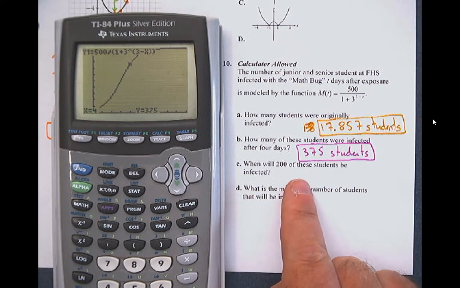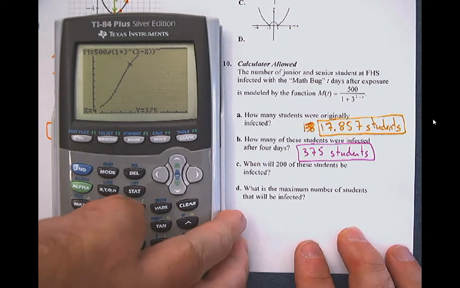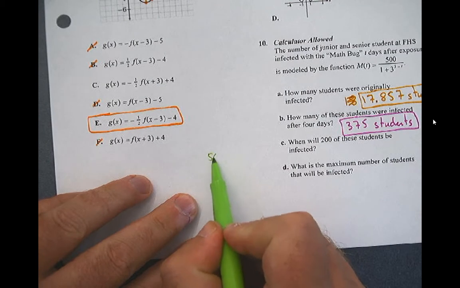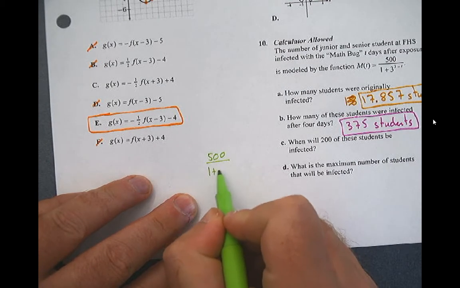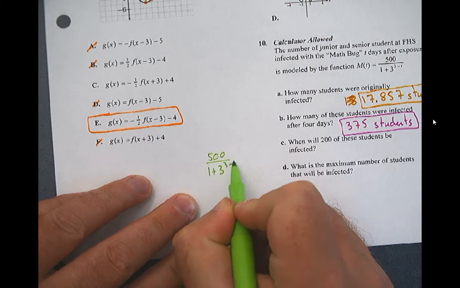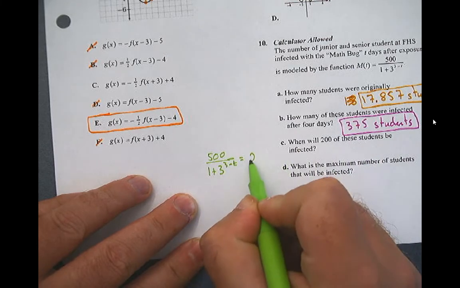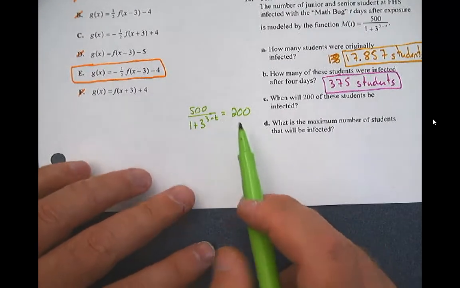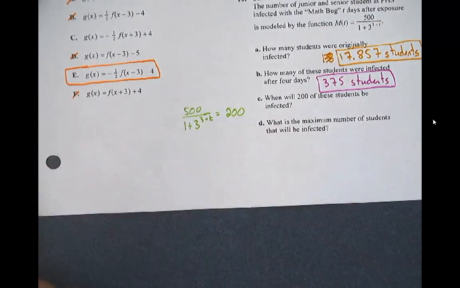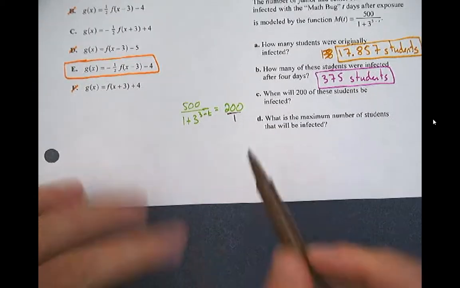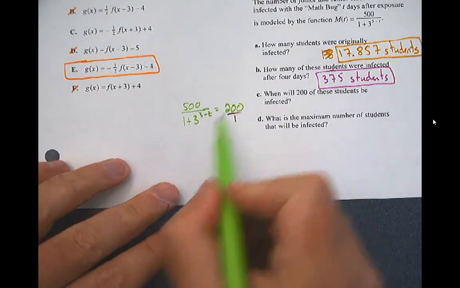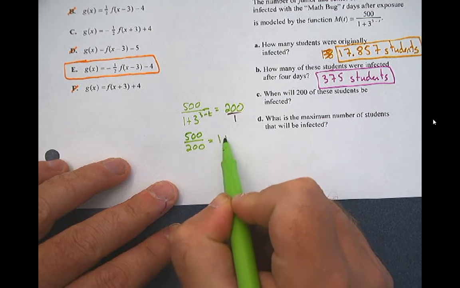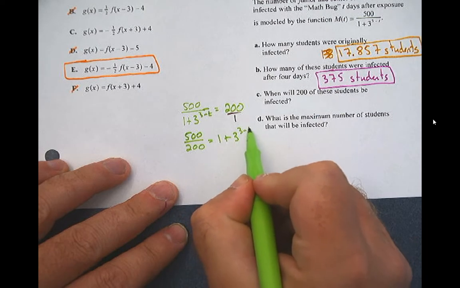Now, this one is really nice because if you don't use your grapher on this, you would have to solve this equation. 500 over 1 plus 3 to the 3 minus t equals 200. Now, we could solve this. Let's see if we could quickly solve this thing. So there's a 1 underneath here, so I'm going to do a switcheroo there. So I would then have 500 over 200 equals 1 plus 3 to the 3 minus t.